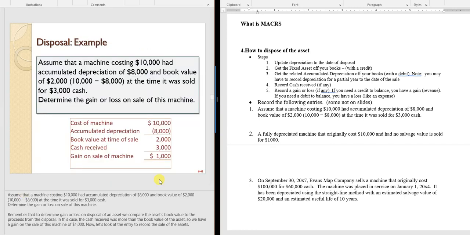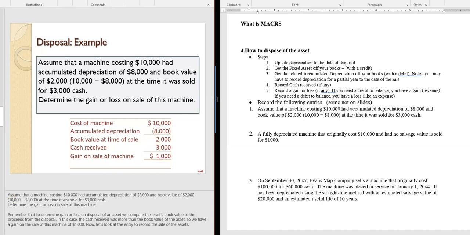Okay. So assume a machine costing $10,000 had accumulated depreciation of $8,000. You don't really need to know that. A book value of $2,000 is sold for $3,000 cash. I don't necessarily go through this computation, but sometimes it's easy if you see it. Basically, I have the cost minus accumulated depreciation, which means it's a book value of $2,000. That's why they didn't need to give that to you. And I got $3,000 for something that I had on my books for $2,000, so it's a gain.